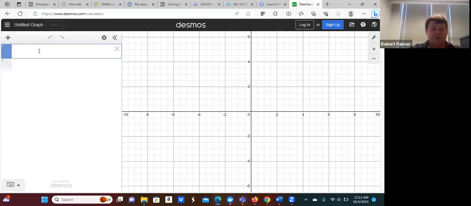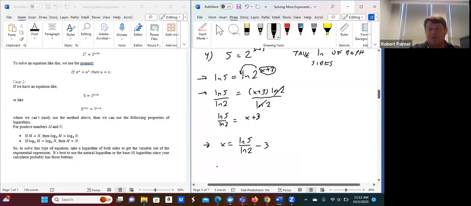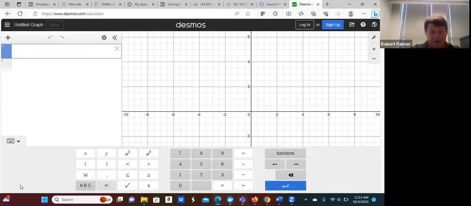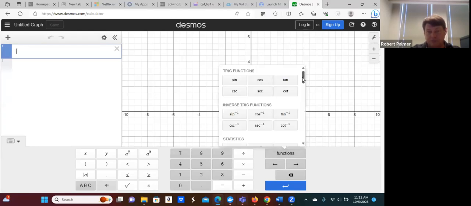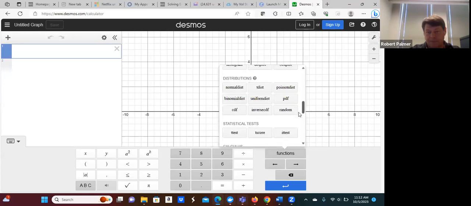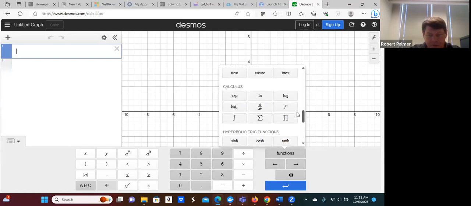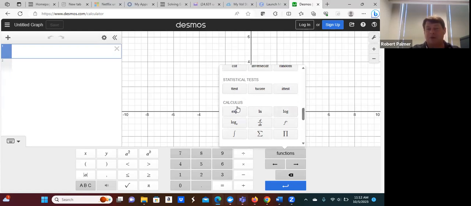Now, remember what I have is log of, let's double check, go back and take a look. So log of, let's do this one first. Natural log of 5 over the natural log of 2 minus 3. So let's do that. Now, to find those buttons, there's a keypad, click on that. And then if you look at functions, go to functions. All right, here we go. Yeah. So ln and log. There we go in the calculus functions.